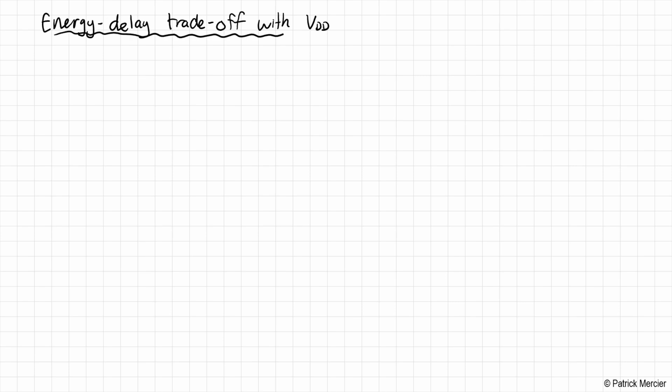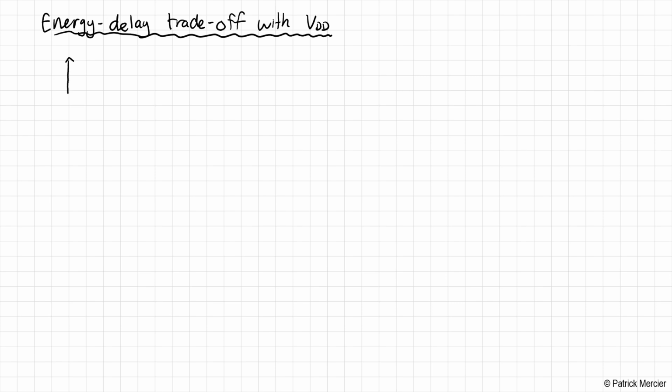All right, so now I want to analyze a trade-off that's quite an interesting one, and one that we need to spend a little bit of time thinking about. Specifically, that is the energy delay trade-off with VDD. We've already kind of intuitively described why we think delay should trade off with VDD, and now we should have a pretty good idea of why energy also trades off with VDD.